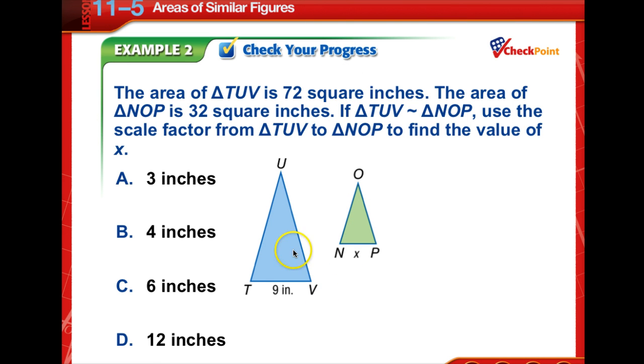All right, so we're going TUV to NOP. So I went 72 over 32 is equal to K squared. The value I get for K is 9 over 4. 9 is to 4 as 9 is to x. Cross products, multiply, solve for x. X is equal to 4. And right, if the scale factor we get was 9 to 4, then x has to be 4.